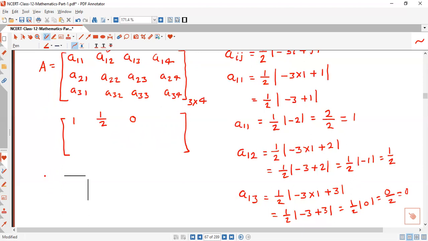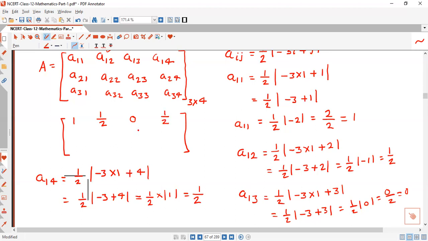Now I am going to find A14. Half mod of minus 3, where i equals 1, no doubt, but j now equals 4. Now you put half, and minus 3 plus 4, mod, and you get 1. Half into mod 1. Mod 1 means 1, so 1 upon 2 will be the answer for this part.